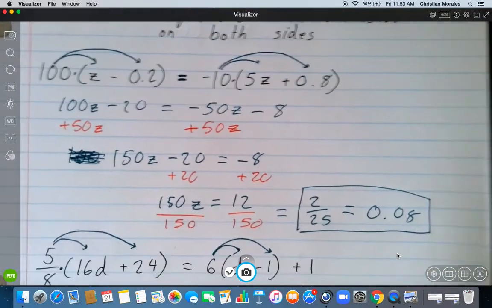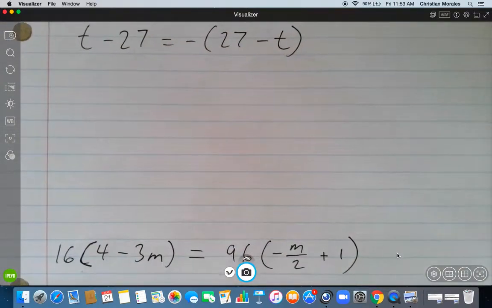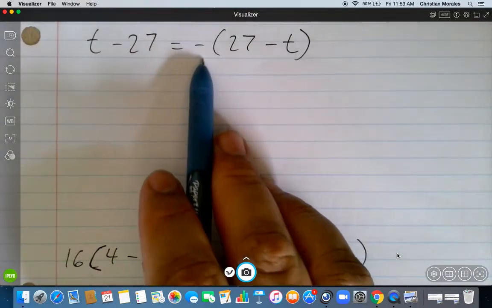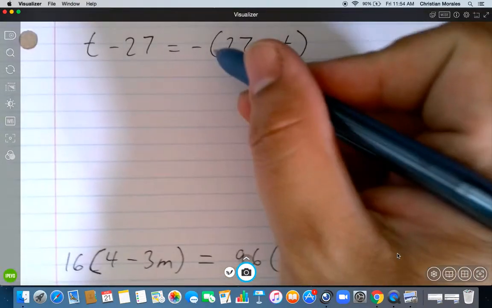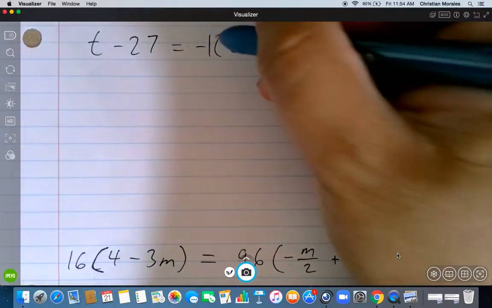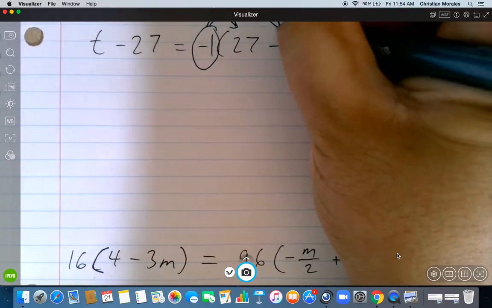So those are some examples of solving equations on both sides. Let's do a couple more because something else happens with these. So let me show you what's going to happen here. First, there's a negative sign. Now, ladies and gentlemen, if you ever see a negative sign in front of parentheses, you need to treat it like a negative 1. Okay? Treat this like a negative 1 that's distributing inside the parentheses.